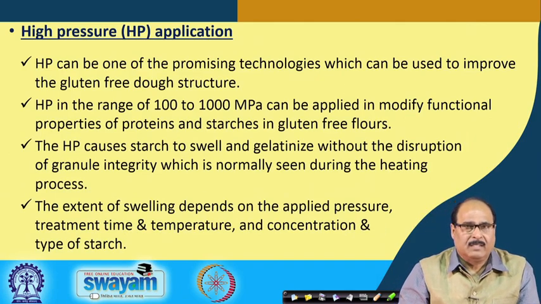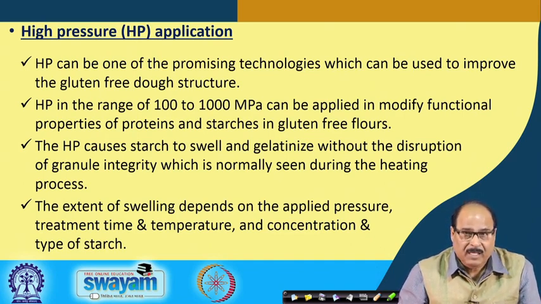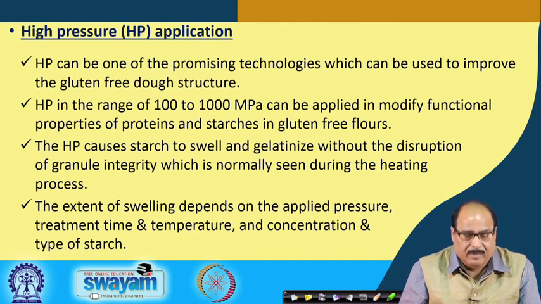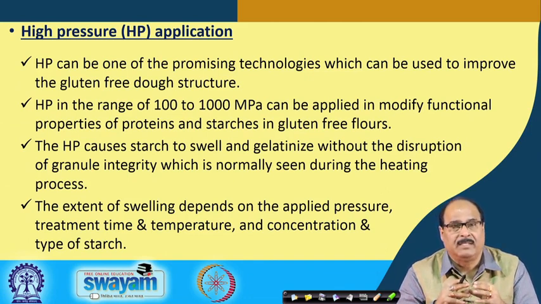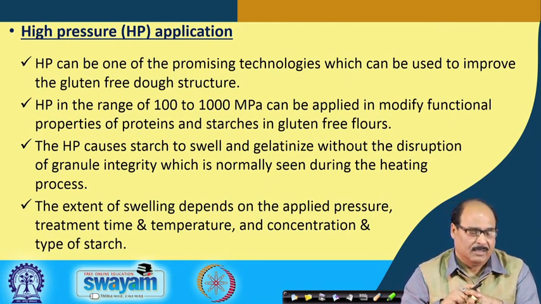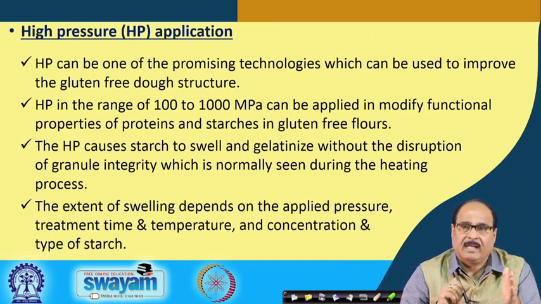So apart from the enzymatic approach and sourdough fermentation, the application of high pressure may be another potential way of improving the functionalities of starch and other components, or it can lead to the formation of gluten-free products. High pressure can be one of the promising technologies. High pressure in the range of 100 to 1000 megapascal can be applied to modify functional properties of proteins and starches in gluten-free flours. The high pressure causes starch to swell and gelatinize without the disruption of granule integrity, which is normally seen during heating processes. The extent of swelling depends upon the applied pressure, treatment time and temperature, and concentration of the starch.